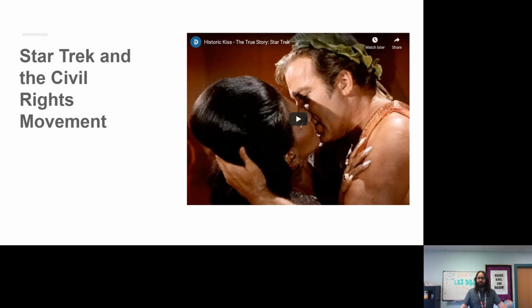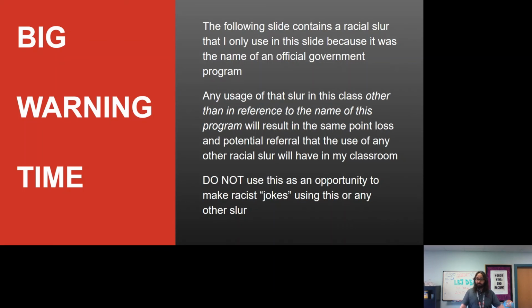And we will also see the first interracial kiss on television was Captain Kirk and Lieutenant Uhura on Star Trek. And they had to fight very hard to make that happen. They did that very much on purpose. Very political statement from Star Trek.